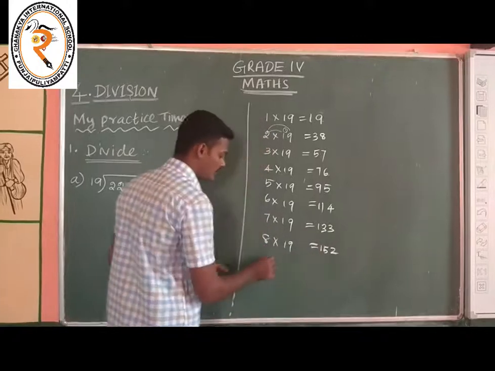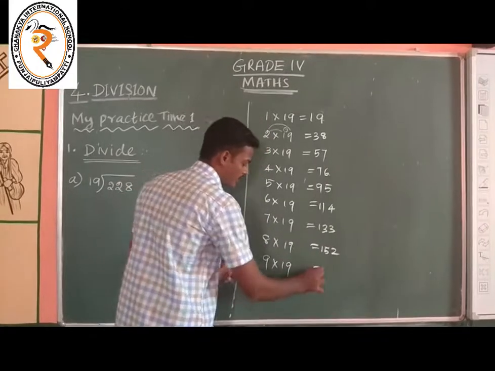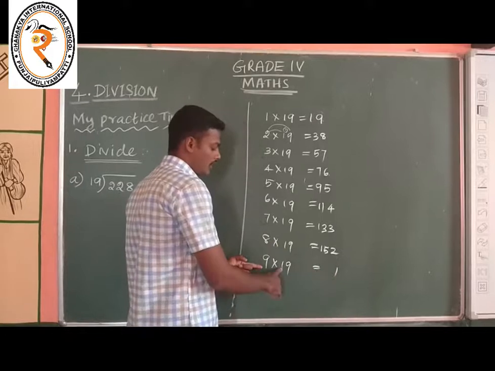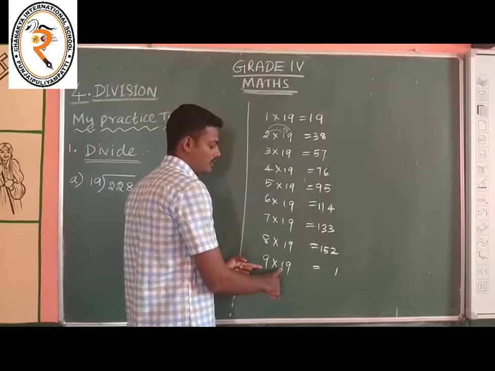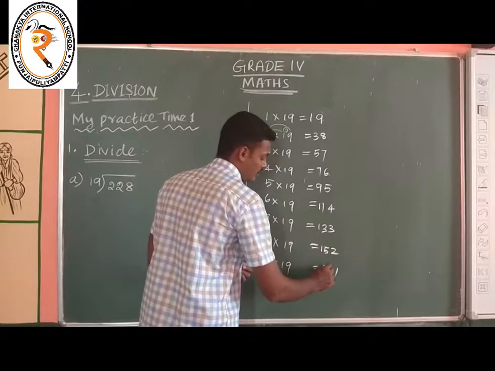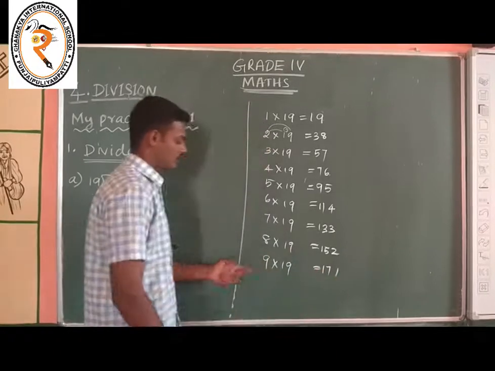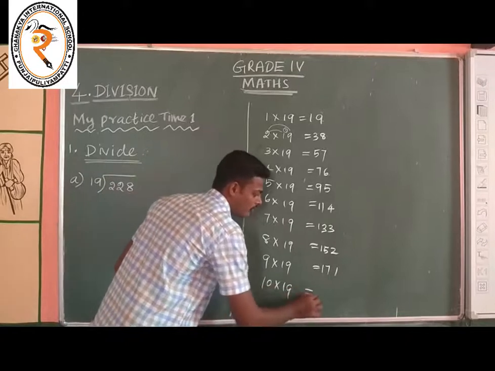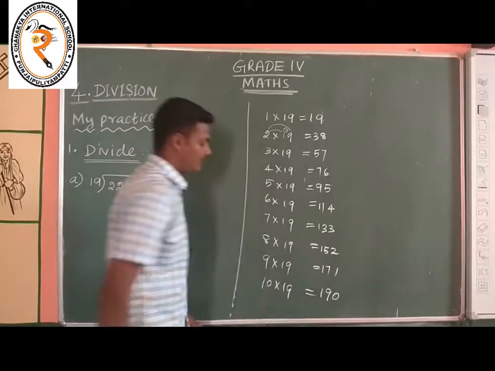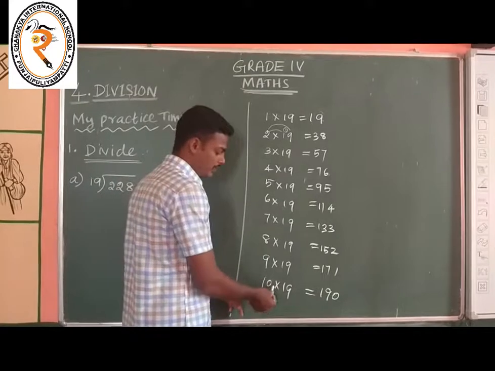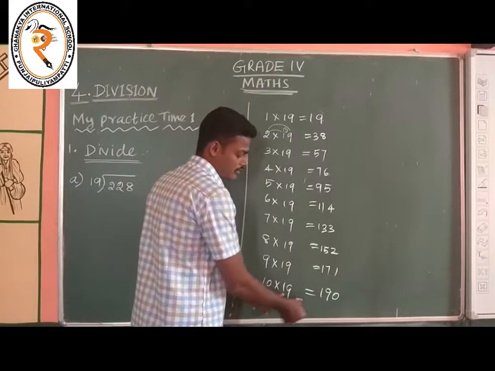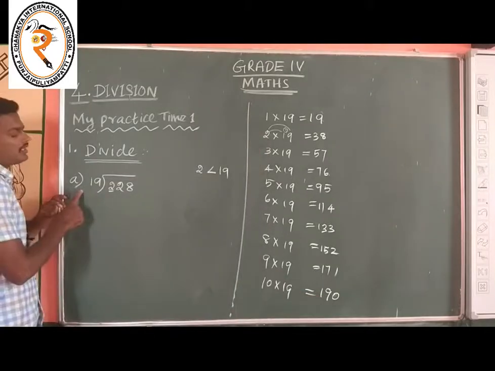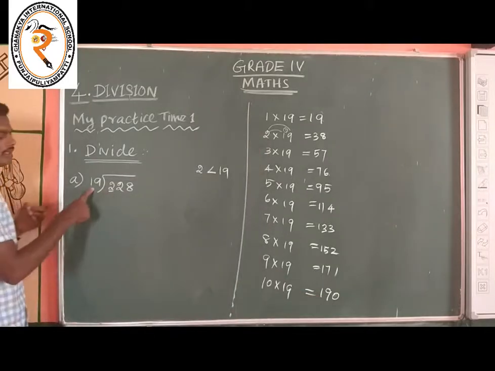152. Next, 9 19s are 81, 1 balance 8. 9 1s are 9, 9 plus 8 is 17. 171. Next one, 10 19s are 190. When multiplied by 10, we add a 0 to 19.